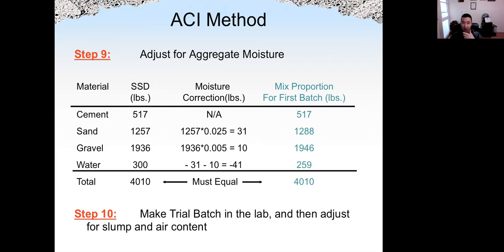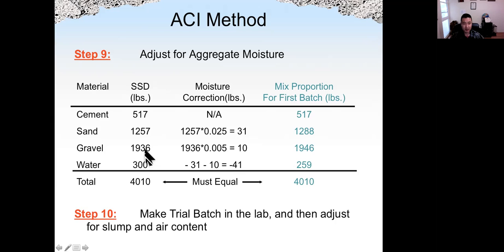Okay. Then how much sand do we need? So we need 1257 of SSD sand. However, the sand is not in SSD. It never will be. It is in wet condition in our case. So how much wet sand do we need? It is equal to 1257 plus 31 pounds of actual water. So we need 1288 pounds of wet sand.